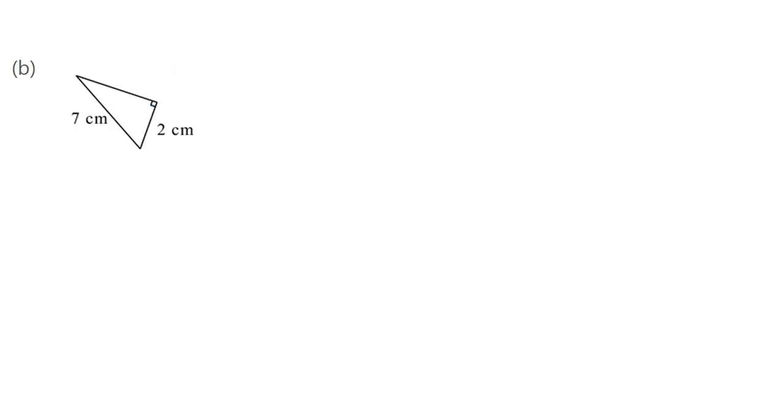Now for b, I'm not looking for c this time, because c is here. I'm looking for a. So I'll fill in my b to be 2 and my c to be 7. Working that out, I get a squared plus 4 equals 49. Now this one's a little bit different than a. What I'm going to have to do here is subtract 4 from both sides, because I'm trying to isolate a. So if they cancel, I get a squared equals 45.